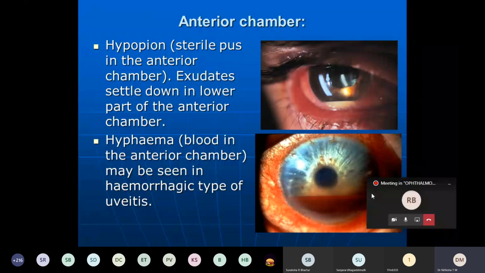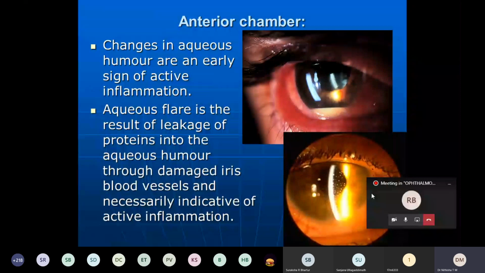Next is the anterior chamber. What you are seeing in the anterior chamber is hypopyon and hyphema. Then what are the other changes you see in your aqueous humour? So many changes are happening in your anterior chamber. I told you it will be clear.